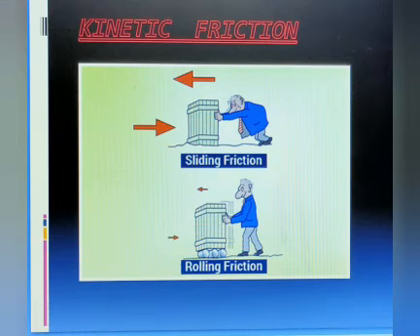Second one, rolling friction. If heavy objects are made to roll over a surface to move them from one place to another, rolling friction comes into play. On a hard surface, rolling friction is less than sliding friction.